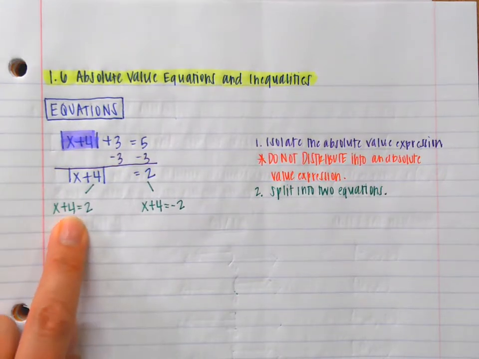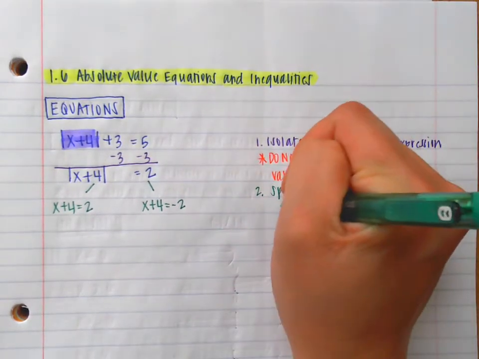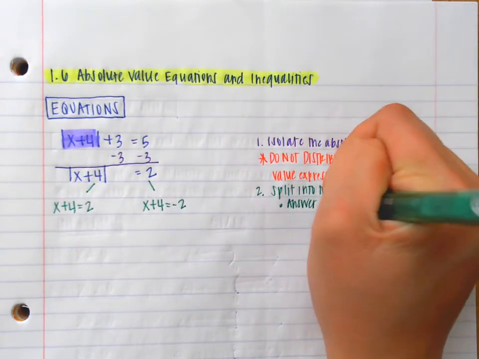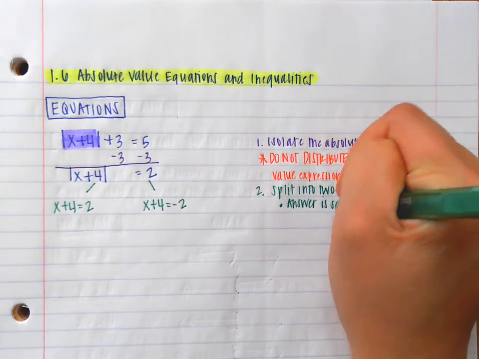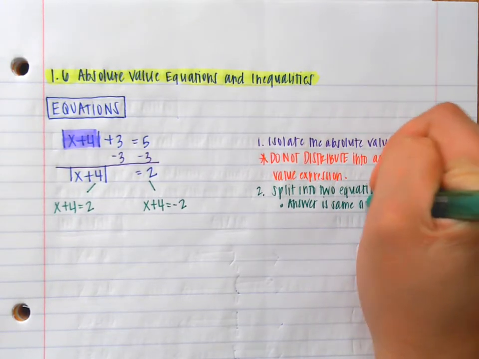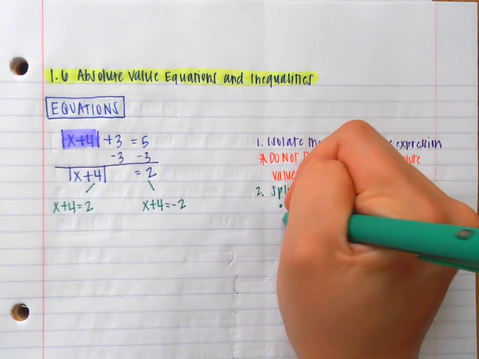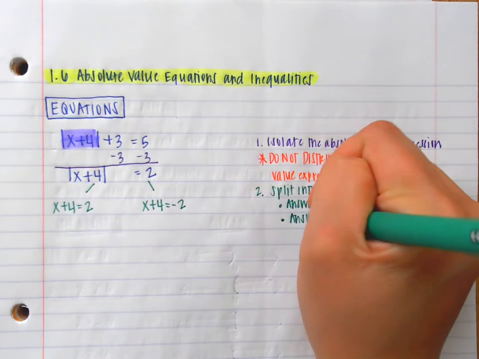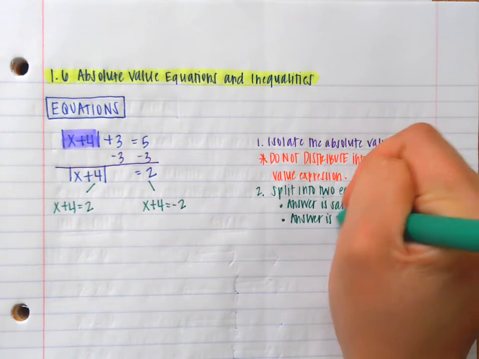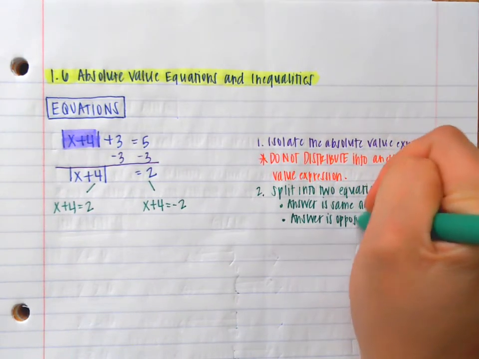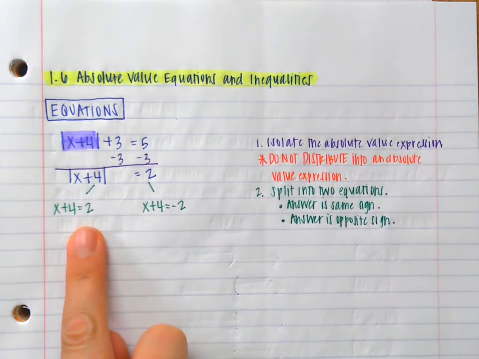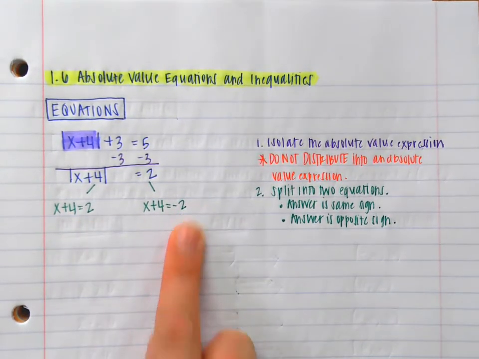So our two equations: one where the answer is the same sign, which is always going to be positive, and we'll talk about it if it's not. And then the answer is the opposite sign, which is always going to be negative. So one where it's the same sign, one where it's the opposite sign.